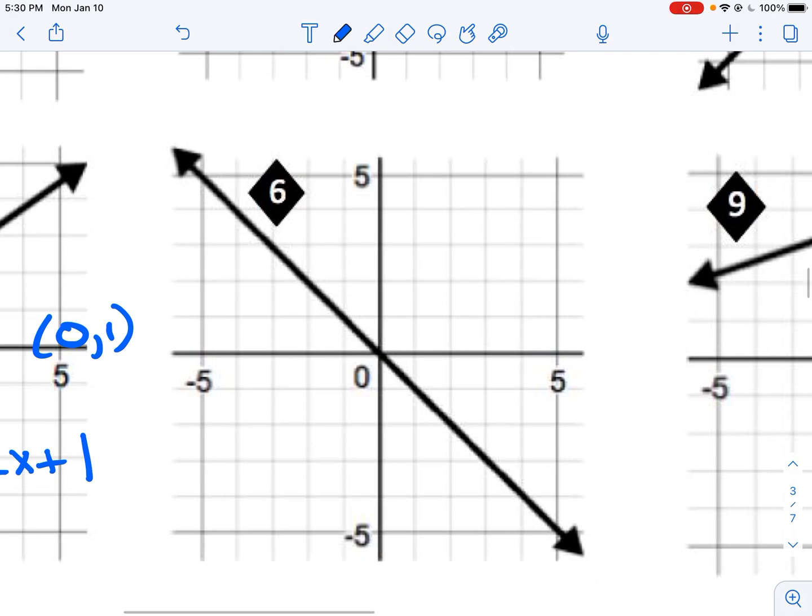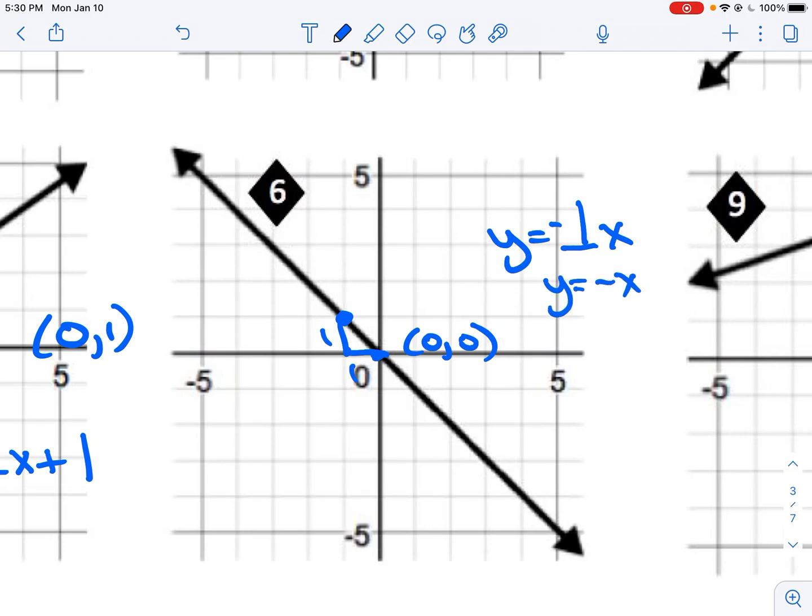This one, it goes through the point (0, 0). That means it's going to be y equals something x, but nothing added on to the end. It's going in the negative direction, so it's a negative slope. Goes down 1, over 1. 1 over 1 is 1. We don't actually write it that way. We just write it as this.